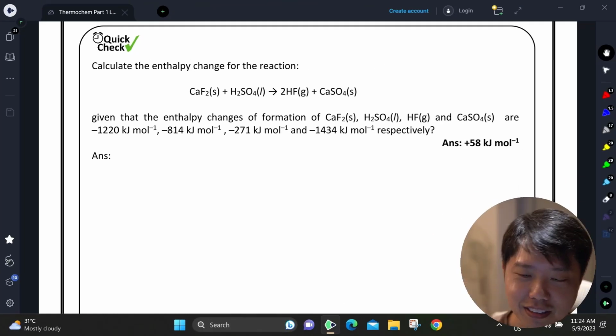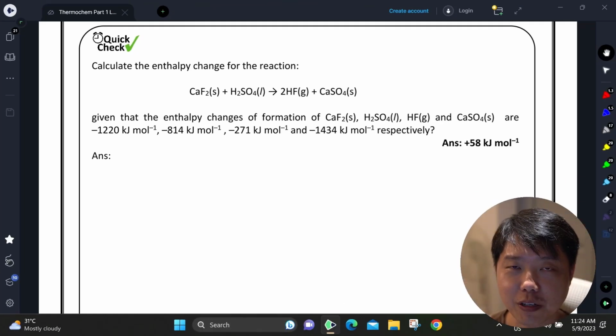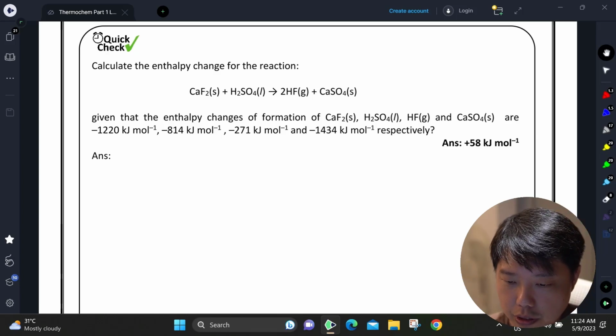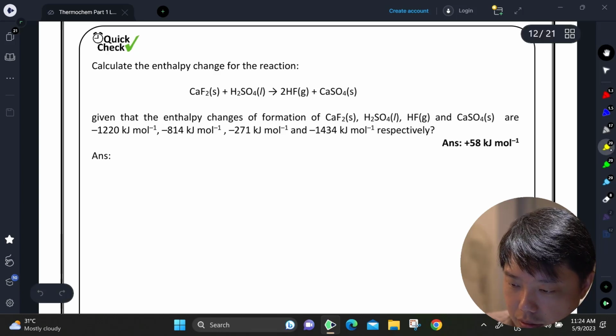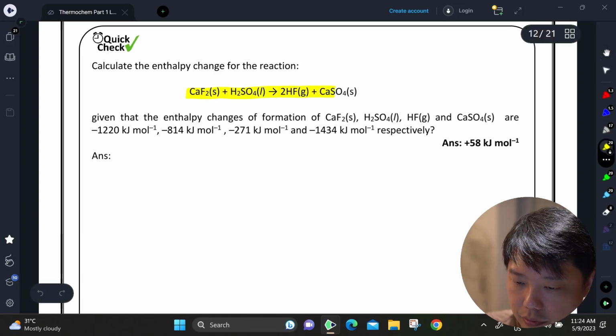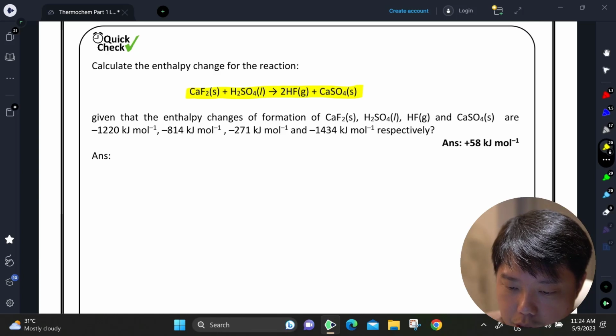Hi everybody, today I want to go through with you a quick check question so that you can see how Hess's law is actually used in application. Okay, so for this quick check, we start off with the reaction equation right here, given to us. They say that the enthalpy changes of formation of calcium fluoride, sulfuric acid, HF, and calcium sulfate are given respectively.